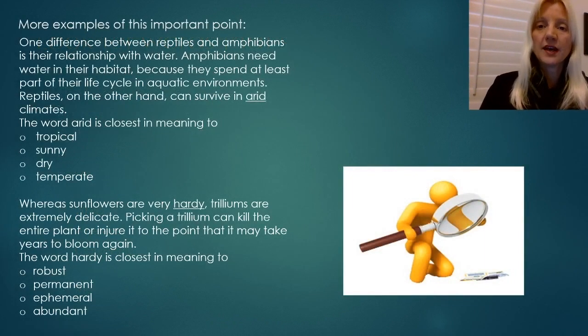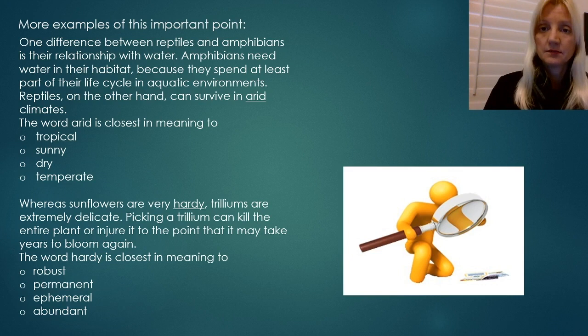Now, if you want to go ahead and pause the video and read these and make your guesses, you can do so now. Go ahead and pause.